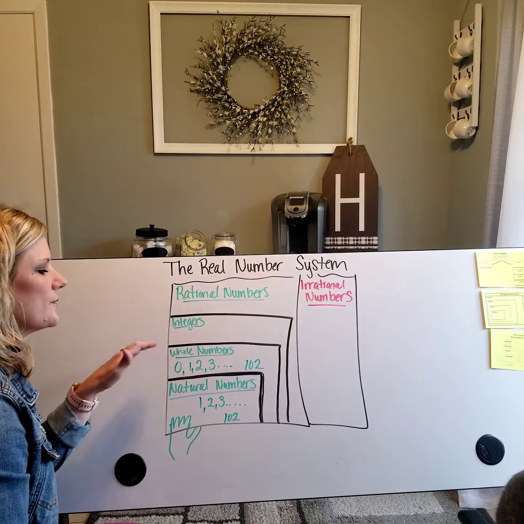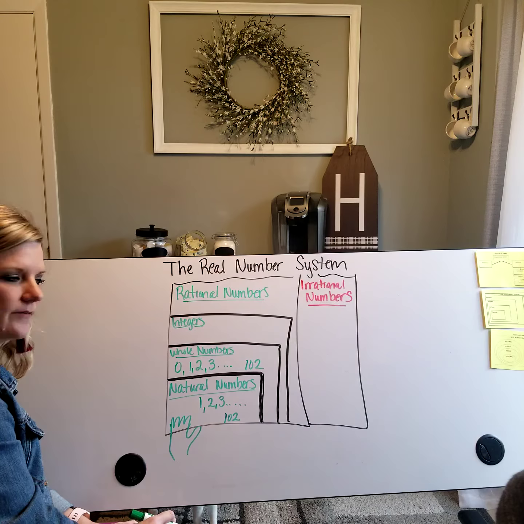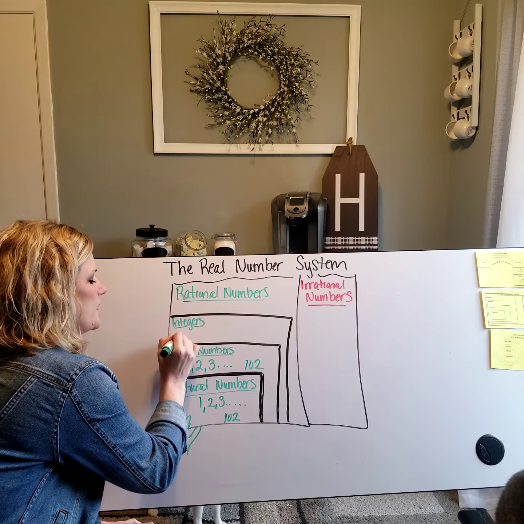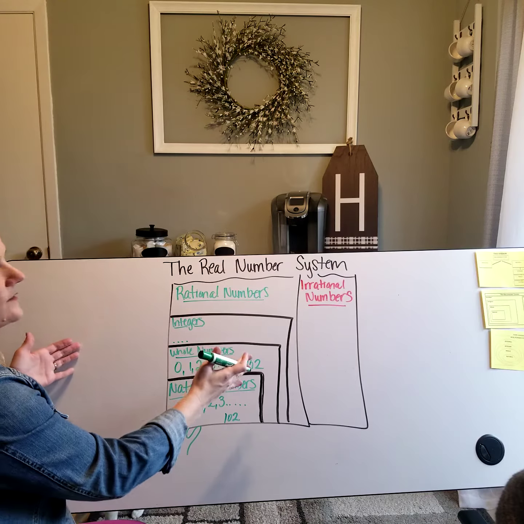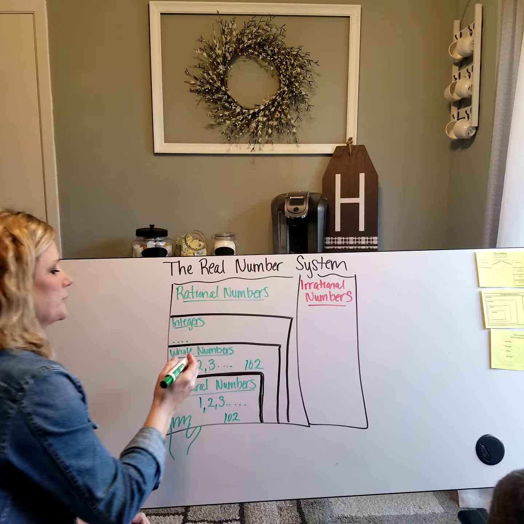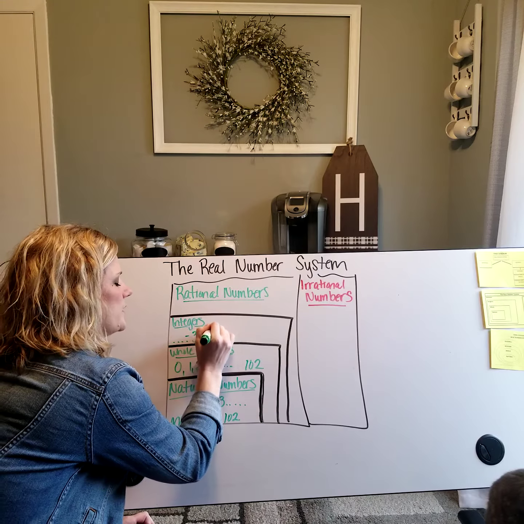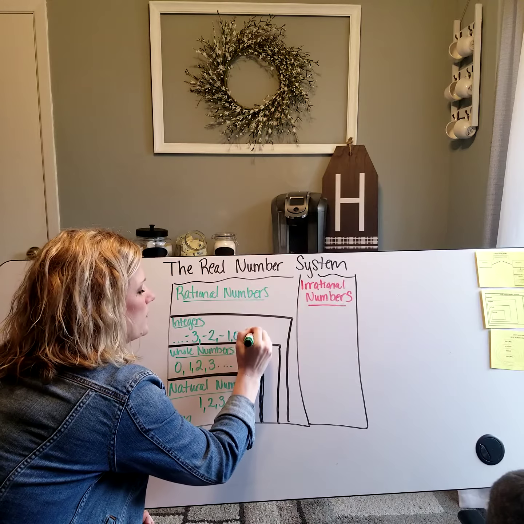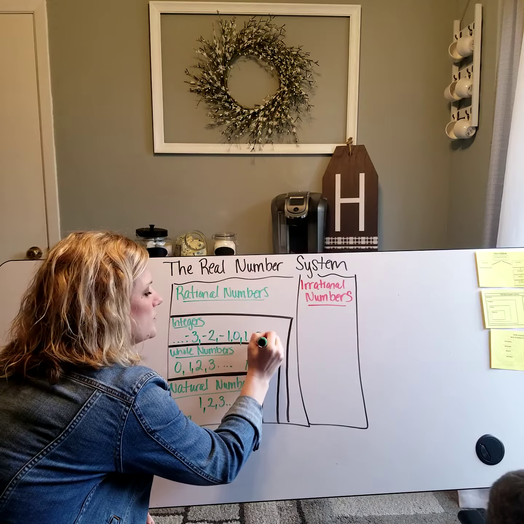Then we have integers. Integers are all your whole numbers plus their opposites. The opposite of 102 is negative 102. The opposite of 3 is negative 3. So we're going to put the dots on this side as well, because that's the way on our number line the negatives go. Negative 3, negative 2, negative 1, 0, 1, 2, 3. It's all your whole numbers plus their negatives.